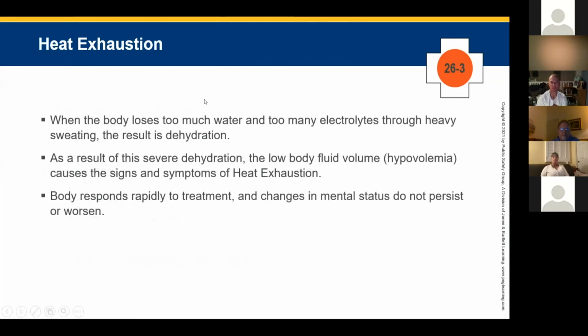So let's go into it. It loses too much water, too many electrolytes, sweating results in dehydration. That could happen at the mountain. You're skiing, you don't drink enough fluids, you get dehydrated, you do get cramps, you get a little confused, you do get a headache, and you don't think about it, but it does happen. Body responds rapidly to treatment. Changes in mental status do not persist or worsen.